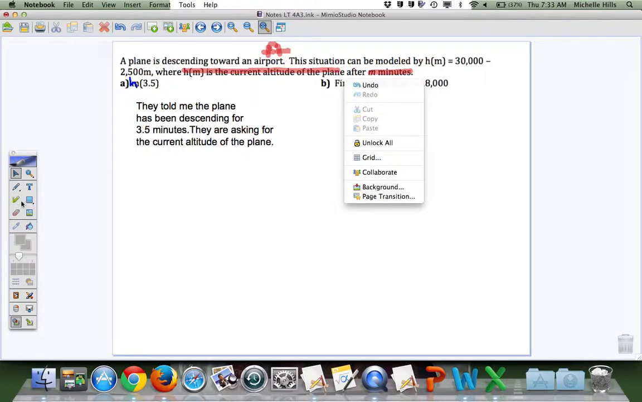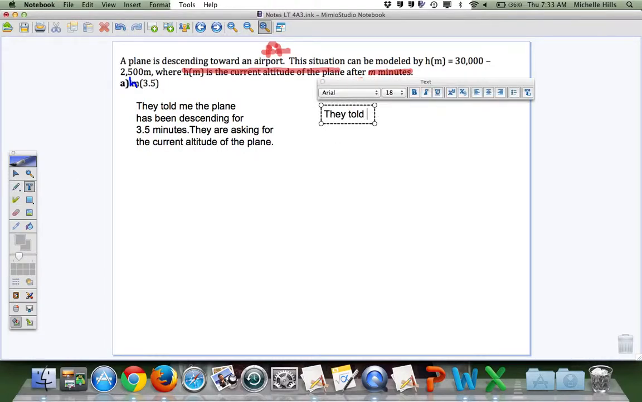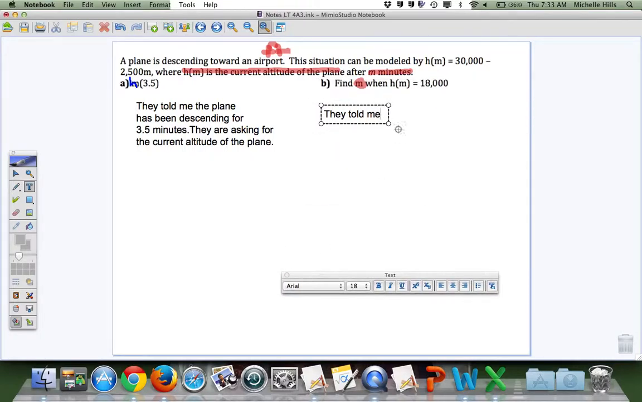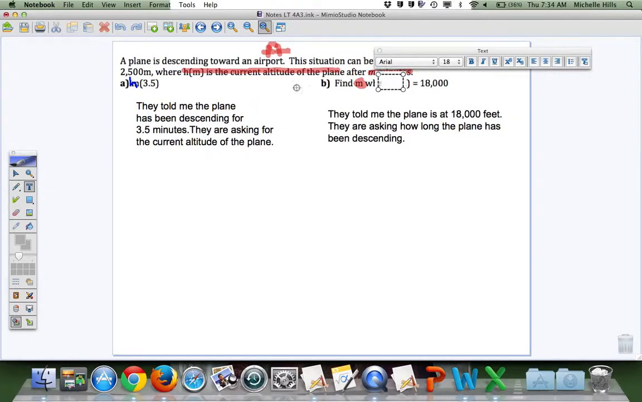Here they tell me to find m, so if they tell me to find m, they didn't give me m. If they didn't give me the number of minutes, it means they gave me the other variable, the current altitude of the plane. So, they told me, I don't like having this box there. The plane is at 18,000 feet. They are asking how long the plane has been descending. So if they told me the altitude, they're asking how long it's been descending. If they told me how long it's been descending, they're asking for the altitude.